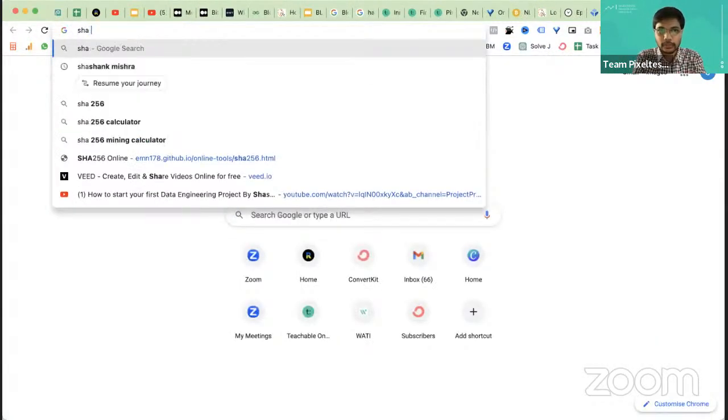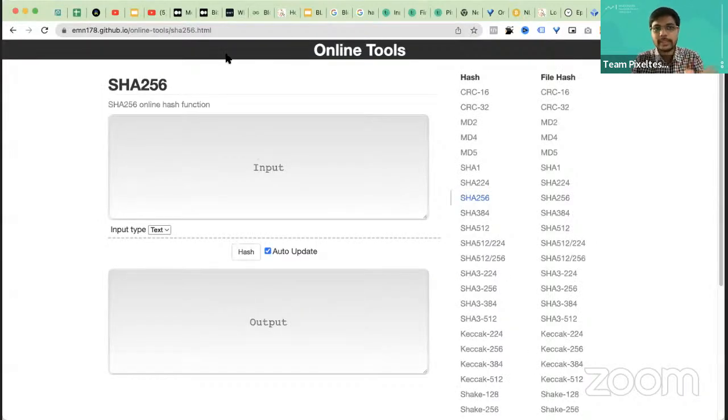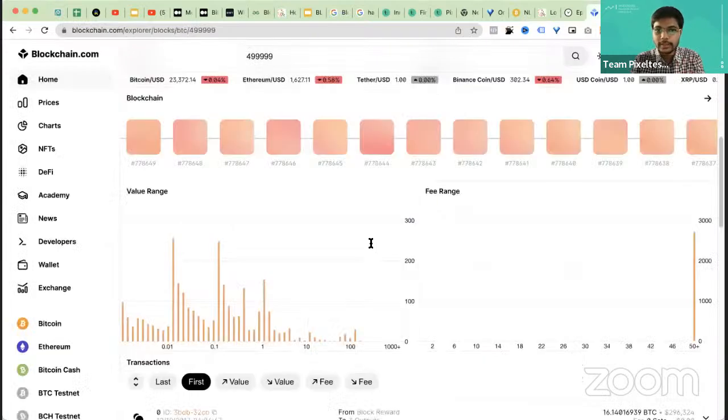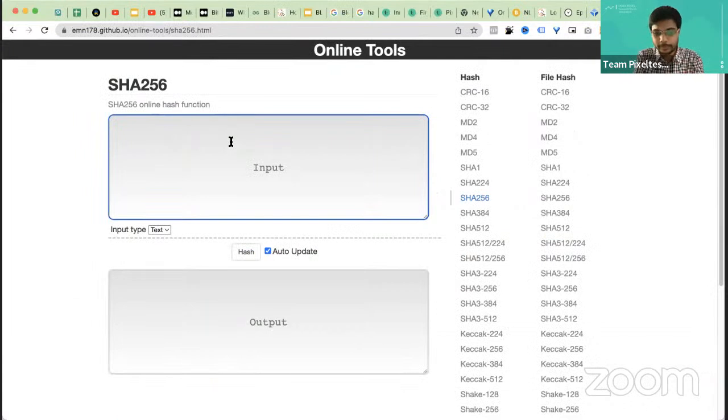So let me show you, if you're trying to understand this. SHA-256 is the hashing algorithm. We discussed it in detail. For example, if there is any data, I'm just going to input some random text, for example, it's my country.